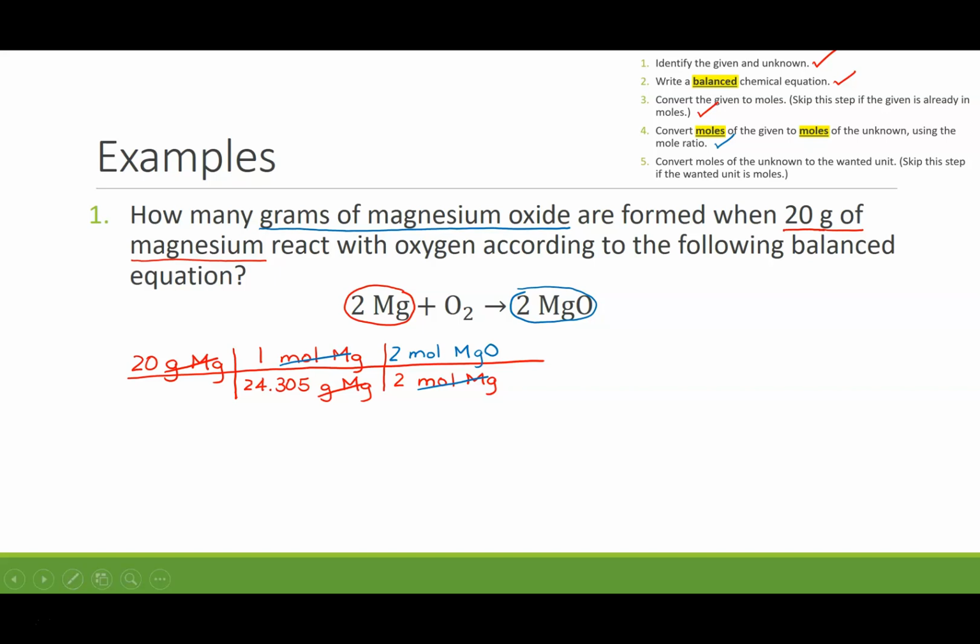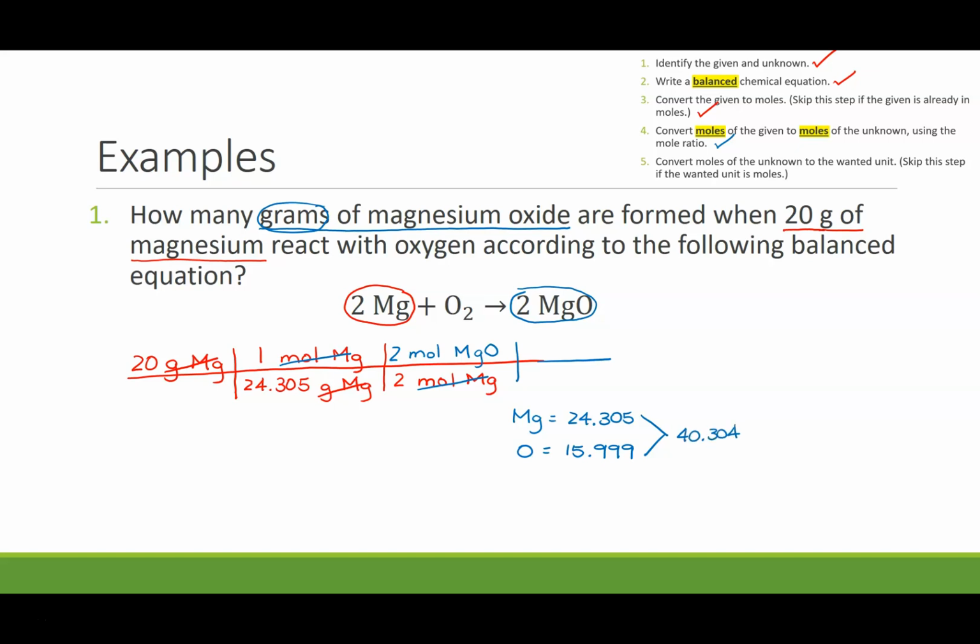And the last step is to convert the moles of the unknown to the wanted unit. The wanted unit is grams. So we need the GFM for MgO. And I'm going to look this up on the periodic table. Mg, we already know, has a mass of 24.305, and oxygen has a mass of 15.999, and we're going to add those up, and I get 40.304.